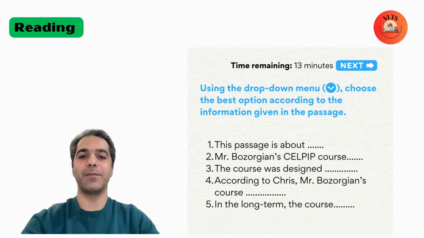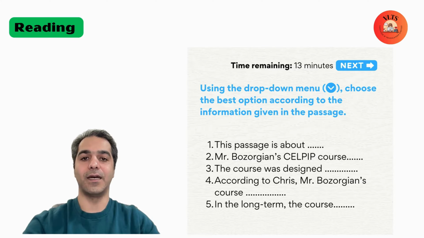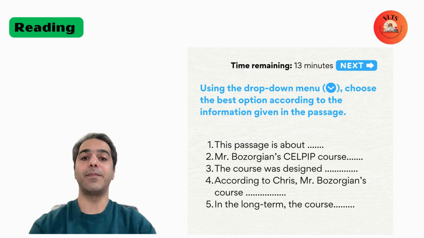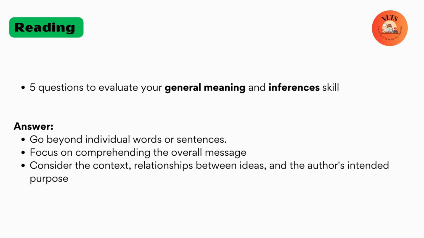Similar to CELPIP Reading Part 1 and 2, in Part 4, the first set of questions contains 5 incomplete sentences with a drop down menu. You have to analyze the options to find the keywords and choose the best option that aligns with the writer's opinion in the paragraph. These 5 questions primarily test your ability to understand the general meaning and inferences conveyed within the message.